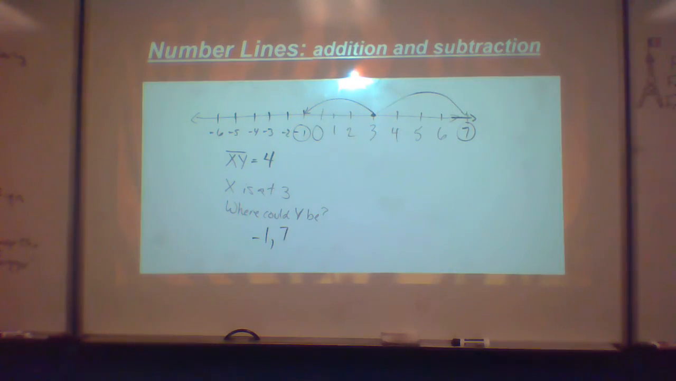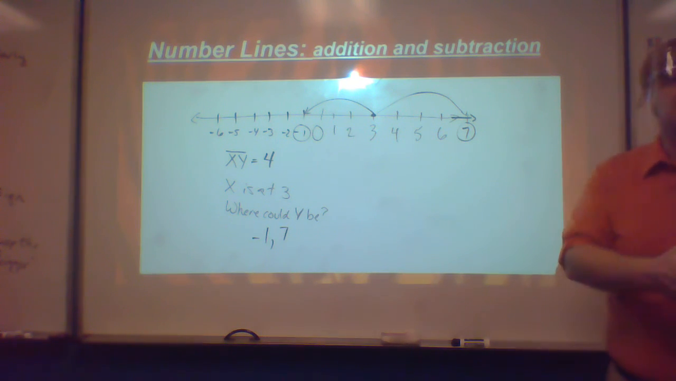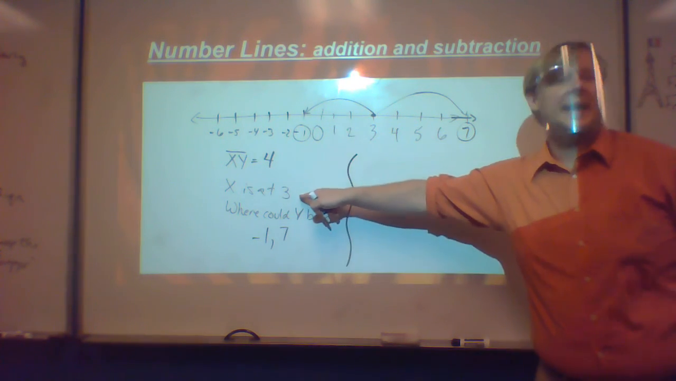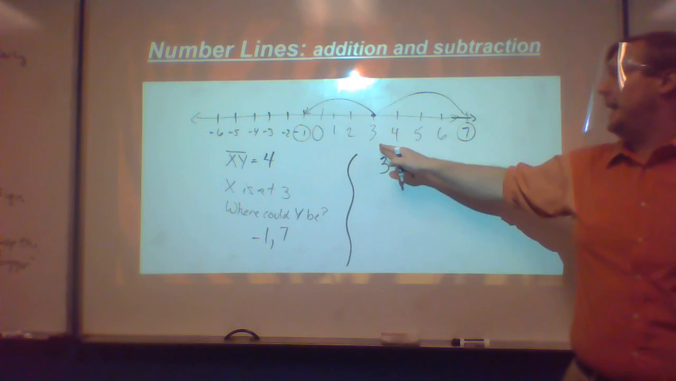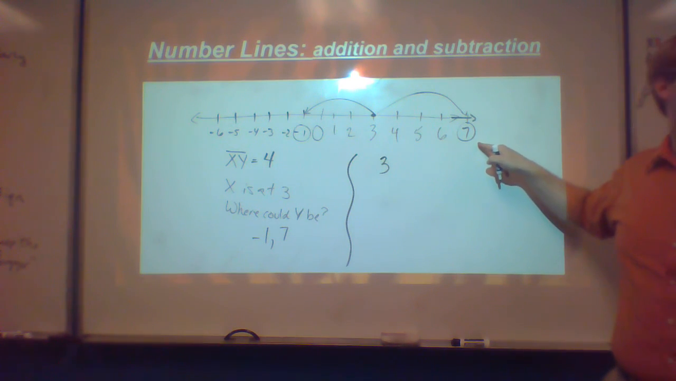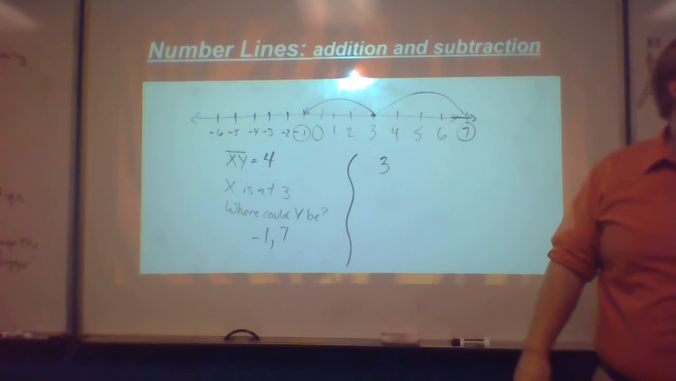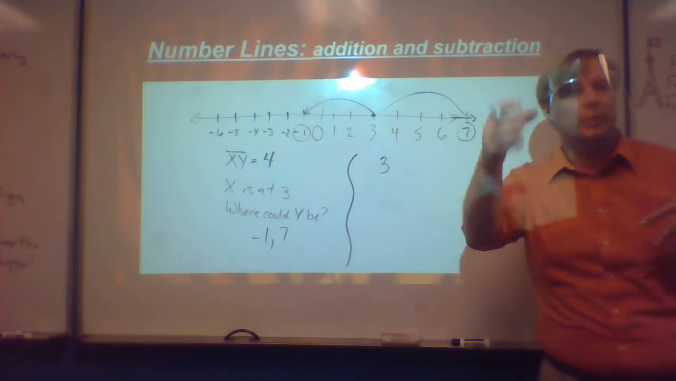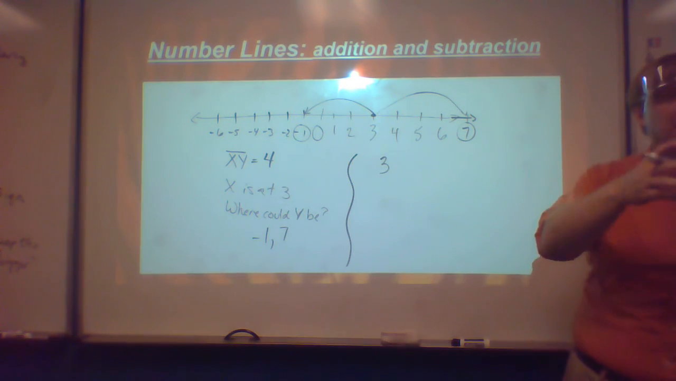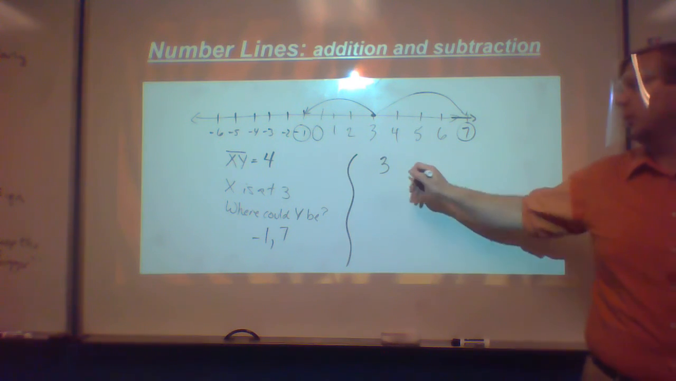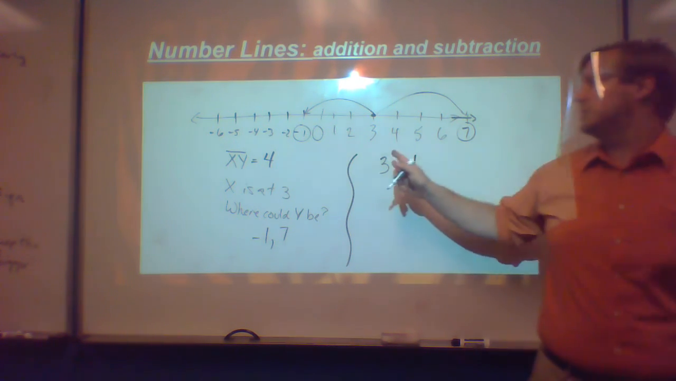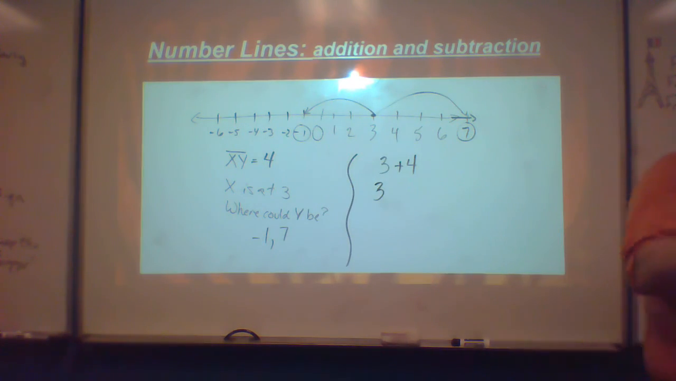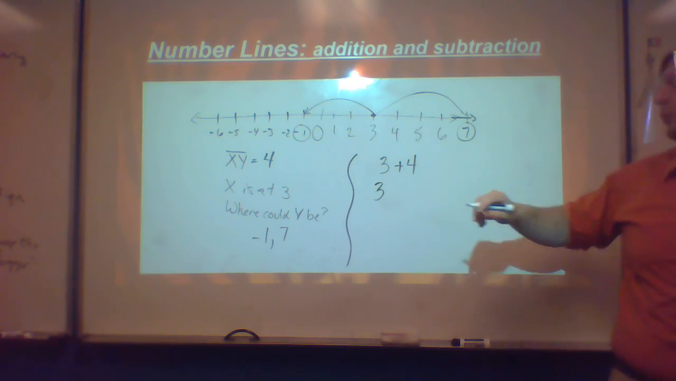Now, there's an easy way to do this problem, and this is what you'll really need to pay attention to. If I know that X is at 3, how do I get to 7 from 3? Move up. Using math. How would I get from 3 to 7? Add how much? 4. Add 4. How would I get to -1 if I started at 3? Using math. Subtract 4.